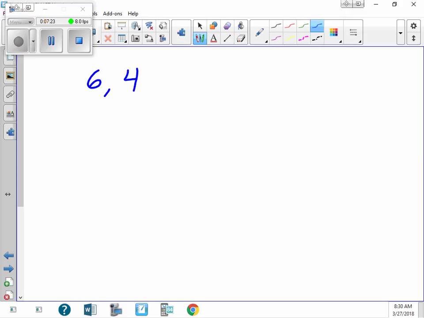Could it be 1? No, why not? 1 plus 4 is 5, and that's not bigger than 6. Can it be 2? Why not? So 4 plus 2 is 6, so 2 is the small end, right? So we're going to say 2 is less than x, and then how big can it be?